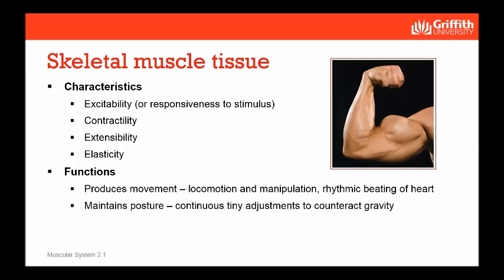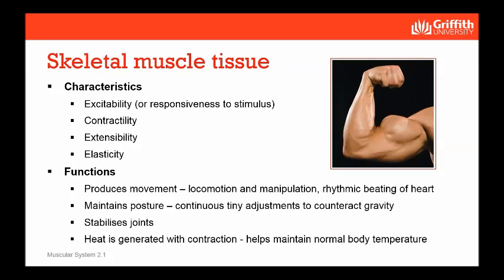Skeletal muscles also contract to maintain body posture. They make constant tiny adjustments to counteract the effect of gravity. As skeletal muscles contract, they strengthen and stabilize the joints of the skeleton. And finally, as muscles contract, they generate heat, which helps maintain normal body temperature.